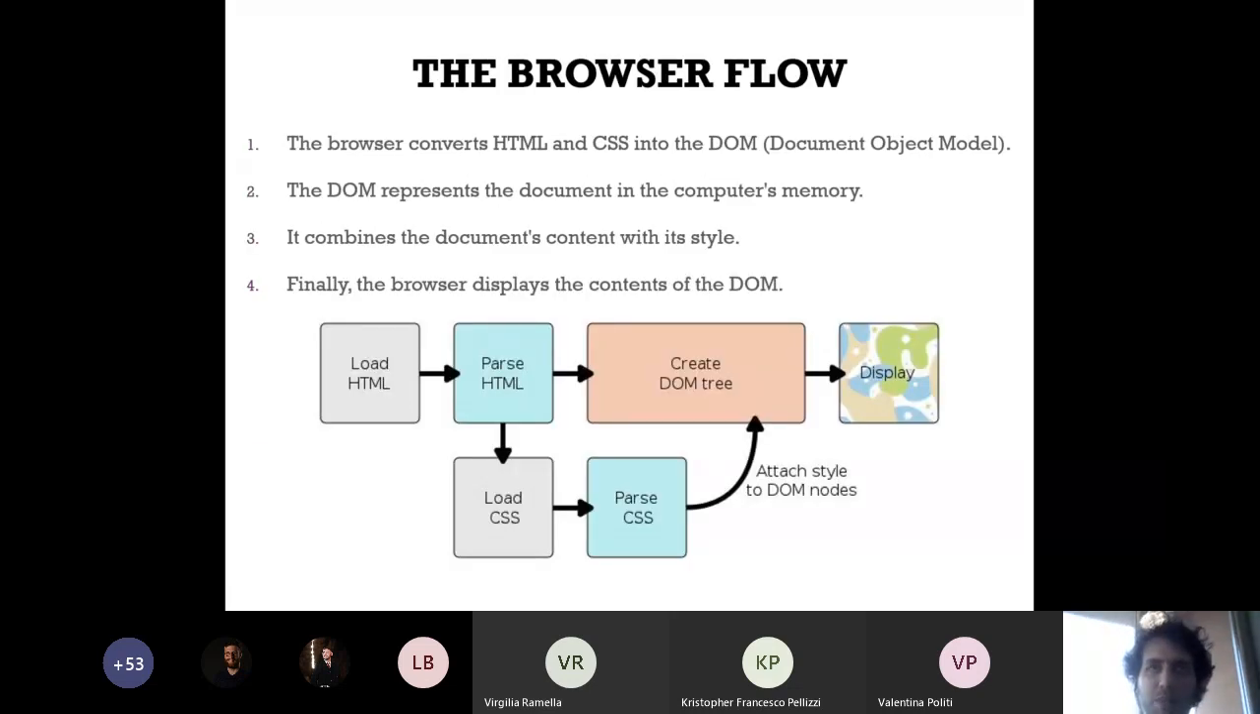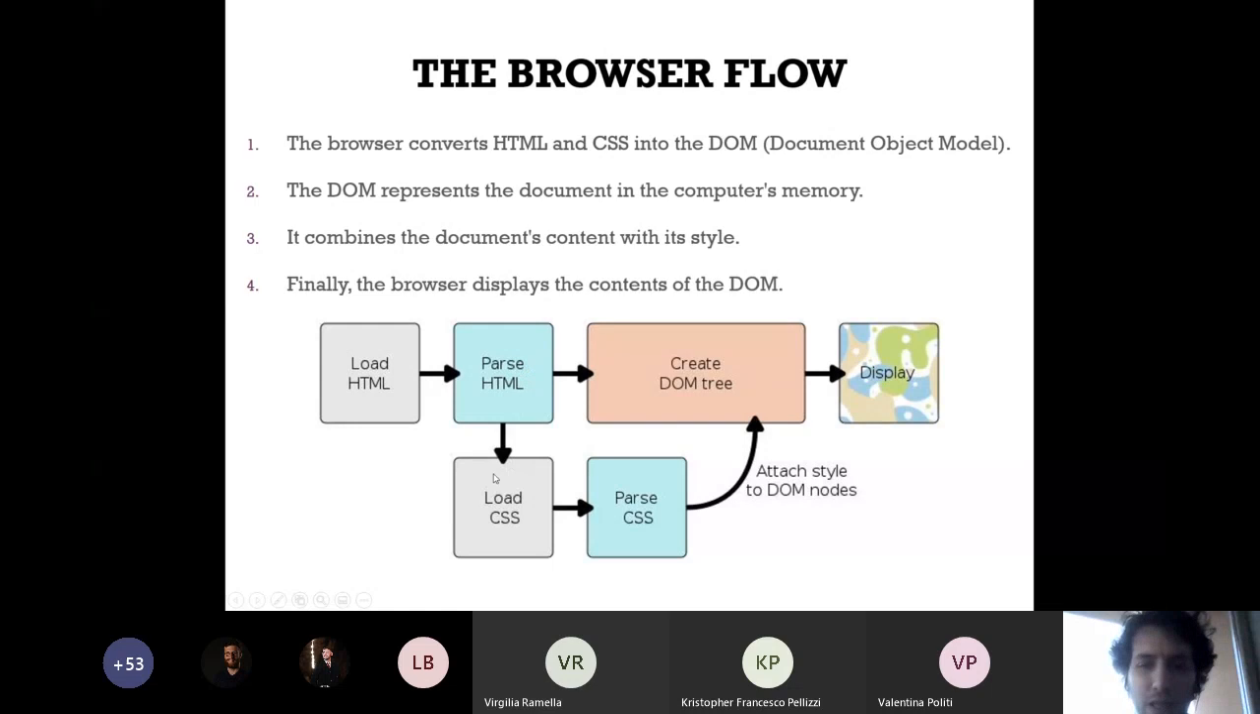So what does the browser do in the end? The first step is to load the HTML. When you type the URL of your website, the browser asks for that URL, and from that URL it receives the HTML code of your web page. From this code, it starts analyzing and parsing it. It checks if it's a well-formatted HTML file, and then starts analyzing the head part of the file.